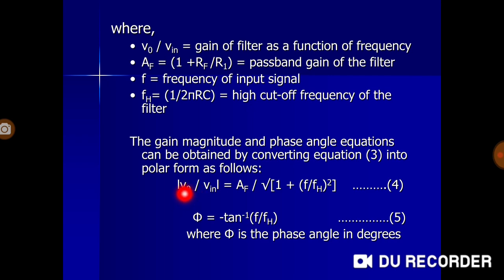So the magnitude of v naught by v in is equal to AF divided by under root of 1 plus (f by fh) squared, and phi is minus tan inverse of f by fh. These two expressions have to be kept in mind when we are trying to draw the frequency response. When we go for the frequency response, we apply equation 4 to find out the gain against frequency. That is how we plot.